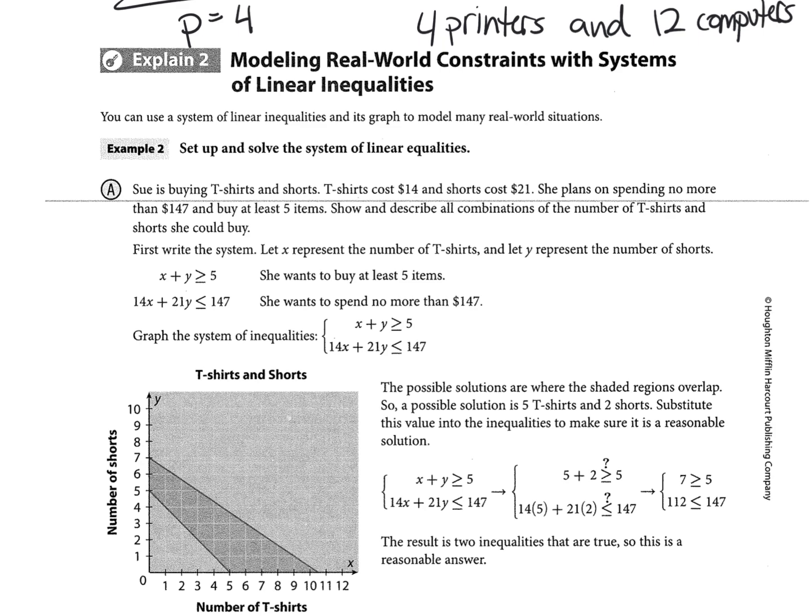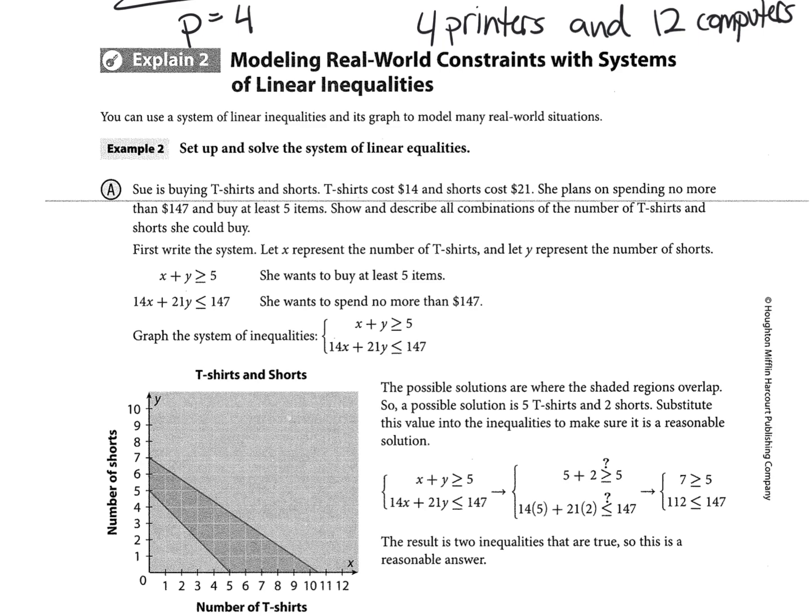Show and describe all combinations of the number of t-shirts and shorts she could buy. First, write the system. So X represents the t-shirts and Y represents the shorts. Since she wants to buy at least 5 items, they've combined the items to create an inequality. And then they've also written an inequality describing the cost.